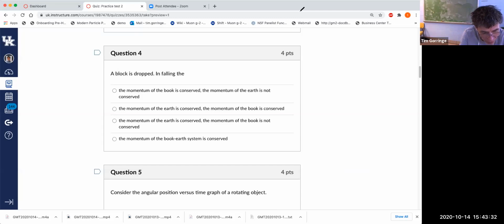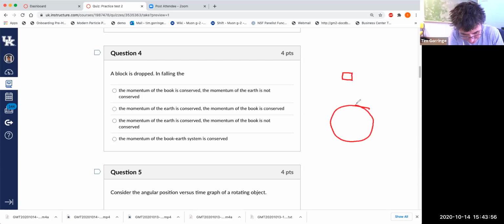So here we're told a block is dropped. In falling, we're asked questions about momentum conservation for the block, for the Earth, and for the block-Earth system. So again, let me make a little picture, and then we'll see in the picture the answer. Here's the book and the Earth. I've exaggerated it, obviously, hopefully.